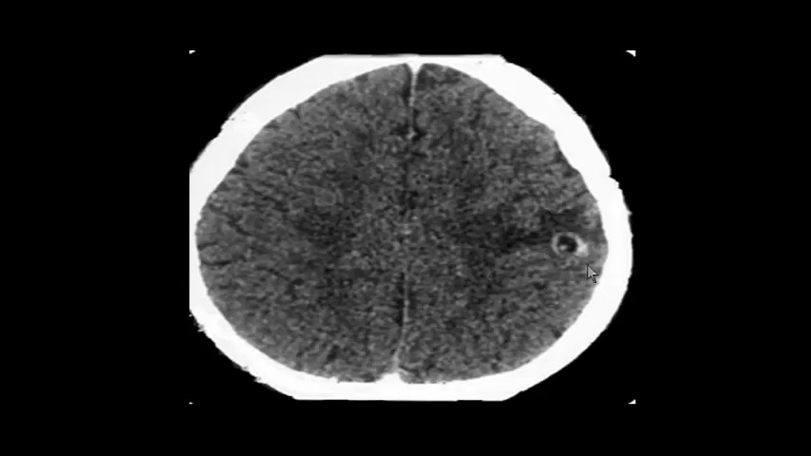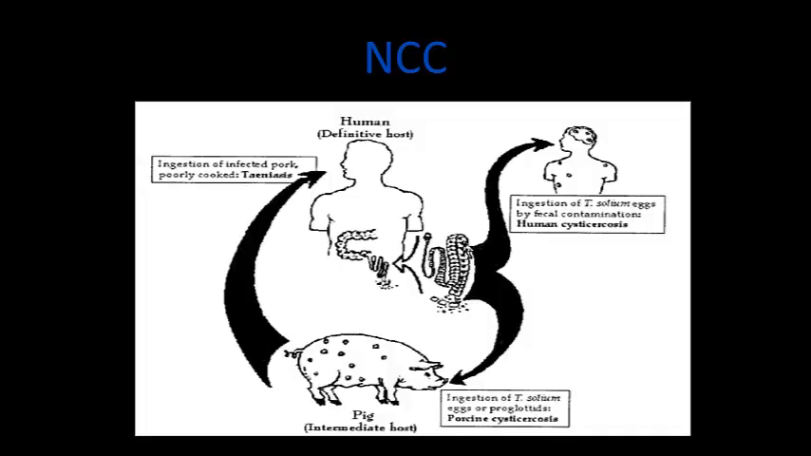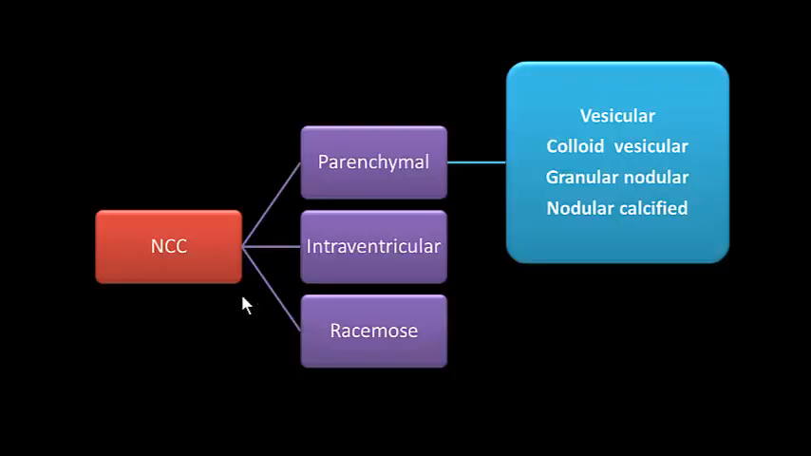Coming to the next common infection that we encounter, neurocysticercosis. This is the commonest presentation, with a ring enhancing lesion with a scolex formation with edema. It's a major cause of epilepsy and neurological disease in many developing countries. And because of increased globalization, this is spreading across the world. As you all know, the human is the definitive host in NCC, and it can be either a parenchymal lesion, intraventricular, or a racemose type. In parenchymal, it can be either vesicular, colloid vesicular, granular nodular, or nodular calcified. How do they look?